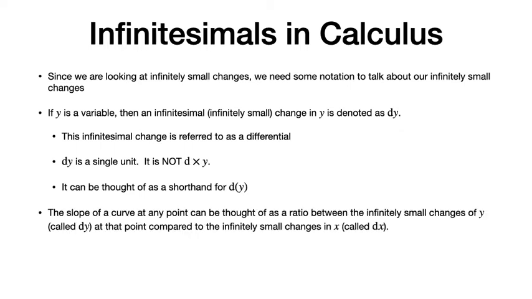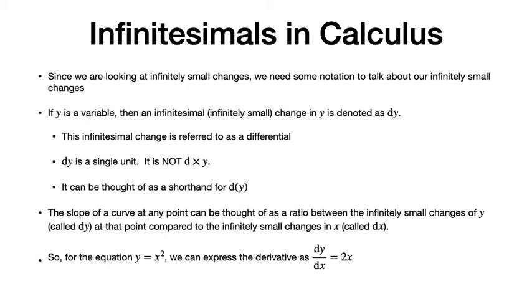So, the slope of a curve at any point can be thought of as a ratio between infinitely small changes of y, called dy, at that point, compared to the infinitely small changes in x, called dx. Now remember I said earlier that the slope of x squared at any point is 2x. So we can express this by saying dy over dx equals 2x. Now, of course, I still haven't told you how you figure that out, but I'm just introducing some notation so you'll be more familiar with how this works.